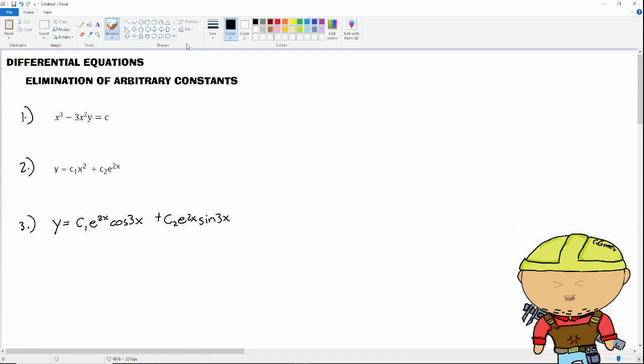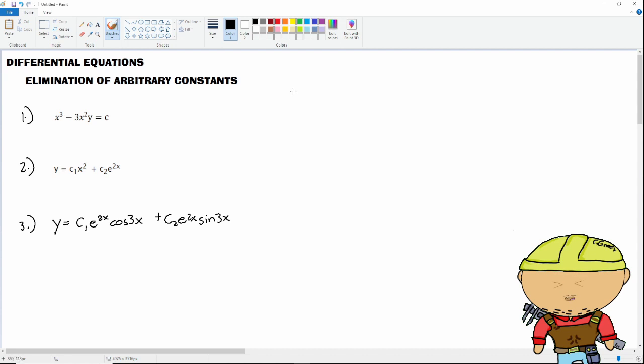And today, our topic is elimination of arbitrary constants. I hope you guys are excited as me, as I really want to impart my knowledge and help you guys learn what I know about elimination of arbitrary constants. Alright, so let's get started.